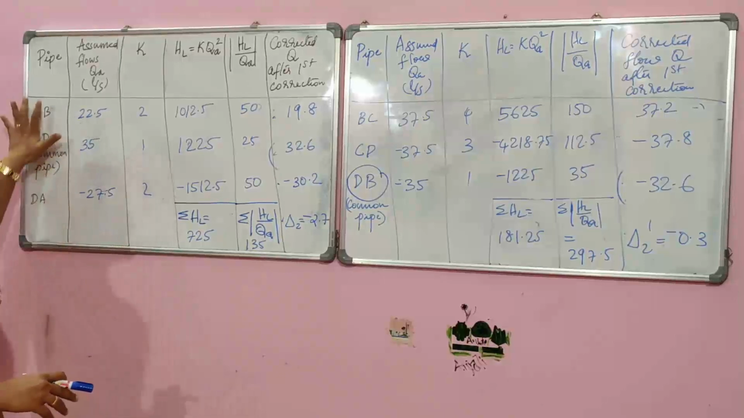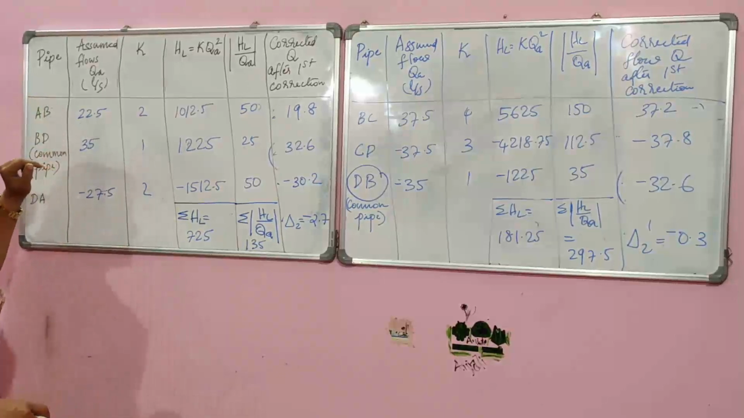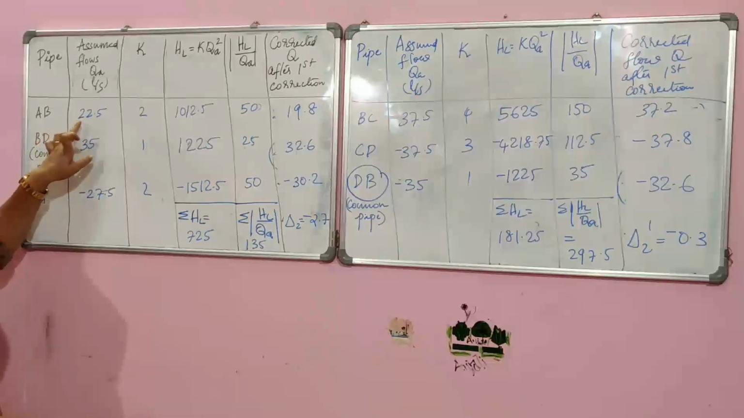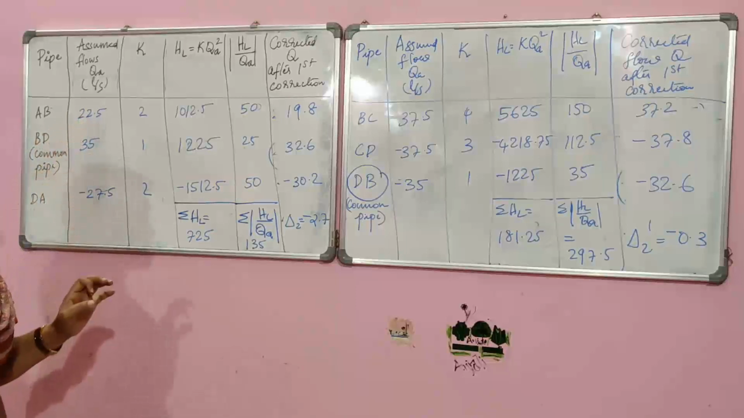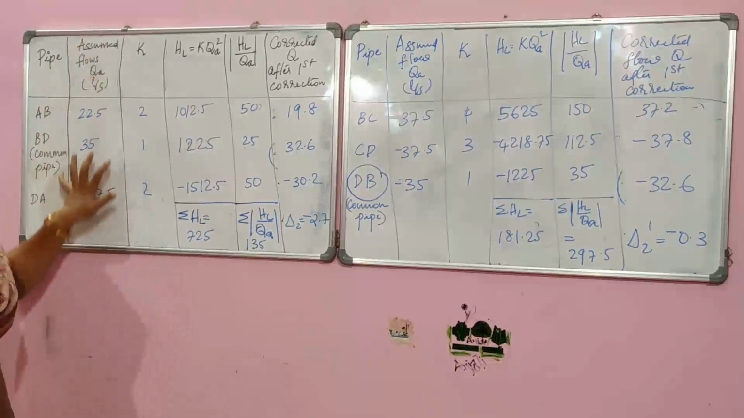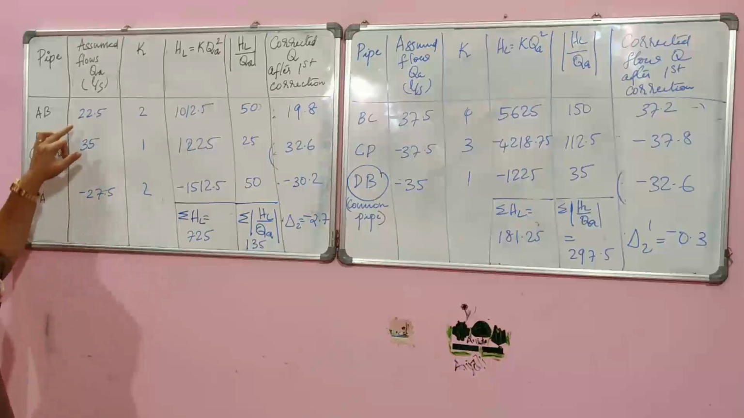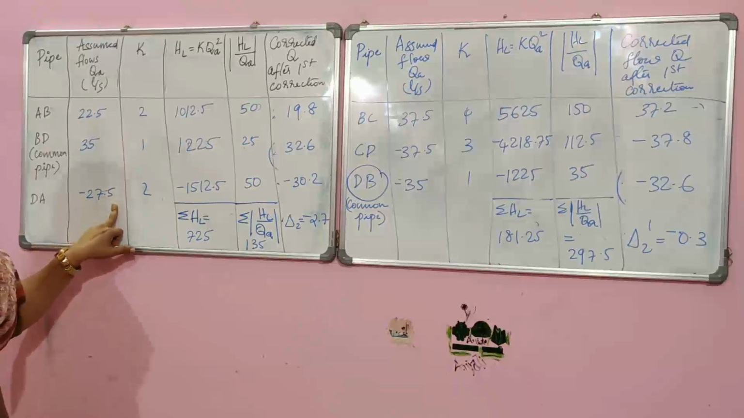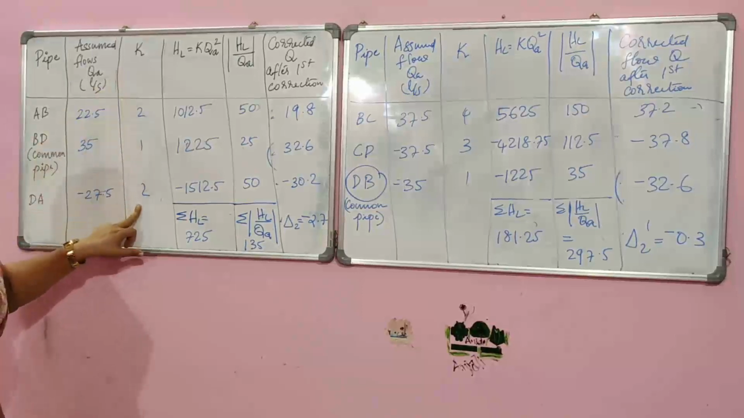That is, the first loop is ABC, AB, DA. First pipe AB, BD, then DA. The corrected flows in the first correction are taken as the assumed flows in the second correction. That is 22.5, 35 and minus 27.5. Then the K value is already given.